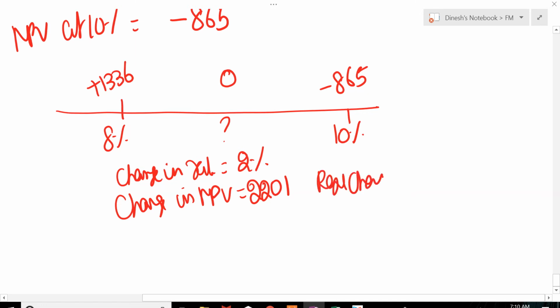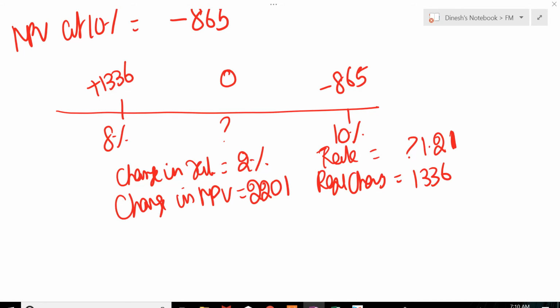Required change 1336. If 2 is equal to 2201, question mark is equal to 1336. Ignore the percentage for the time being. Do the cross multiplication. The answer is 1.21. So if you change the discount rate by 2 percentage, your NPV will change by 2201.